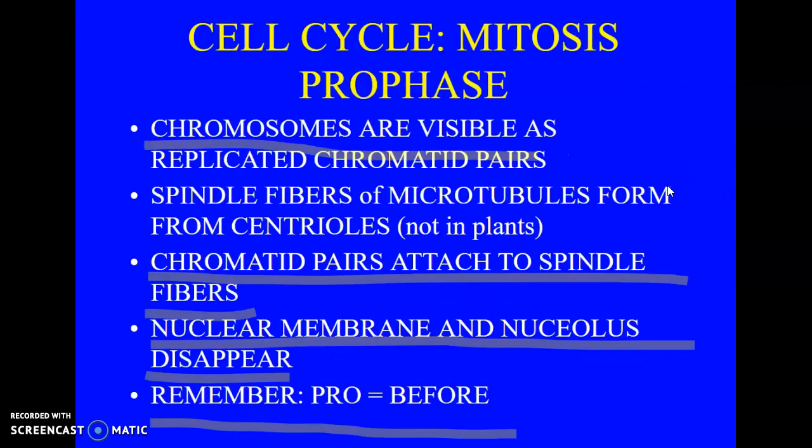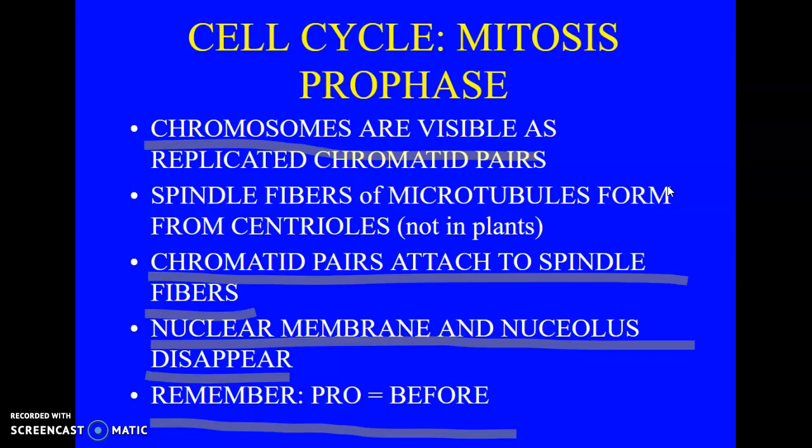All right, on to the next one, prophase. The second picture is prophase. So the chromosomes become visible. It's a clue that you're in prophase. If you can't see the chromosomes, you're not in prophase. The pairs are going to attach to the spindles, and the nuclear membrane will disappear.